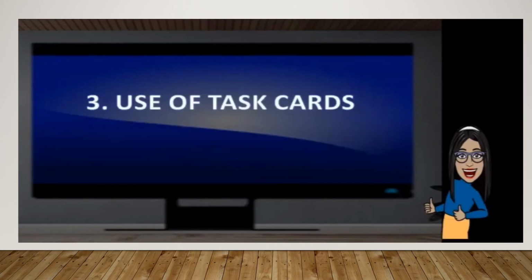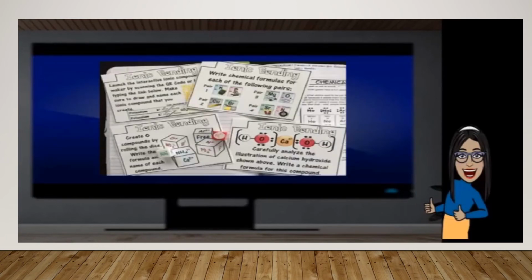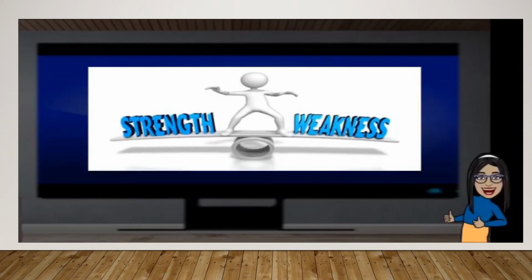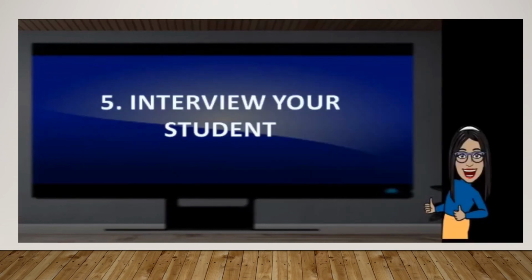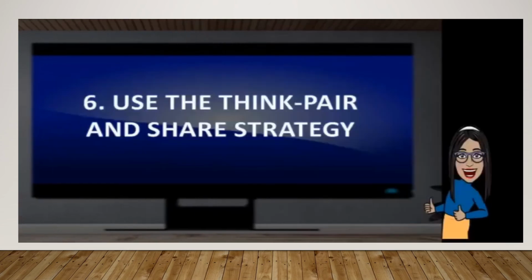Number 3. Use task cards. Like learning stations, task cards allow you to give students a range of content. Answering task cards can be a small group activity. Set up stations around your classroom and pair students together to rotate through them. You can individualize instruction by monitoring the pairs, acknowledging gaps when needed. Number 4. Share your own strengths and weaknesses. Number 5. Interview your students. Number 6. Use the Think, Pair, Share strategy.